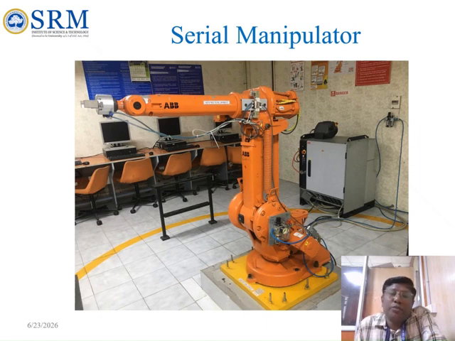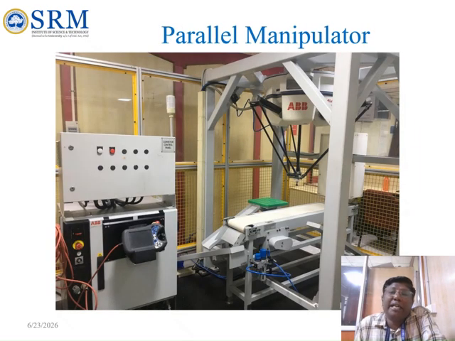Of the axes, the base has 3 axes, the first primary axes are 3 axes, and the secondary axes are 3 axes, totally 6 axes. So it can do the required performance. So if you look at this one, this is the parallel manipulator.